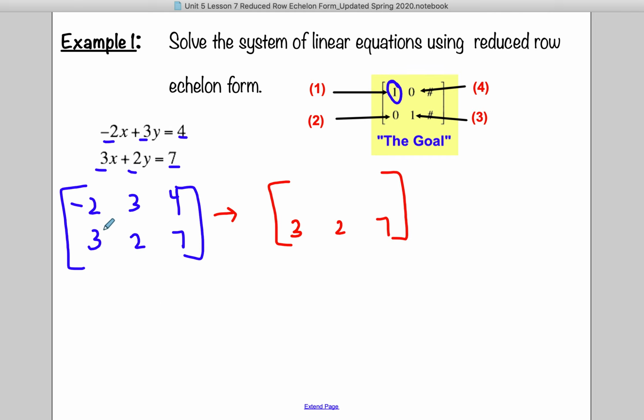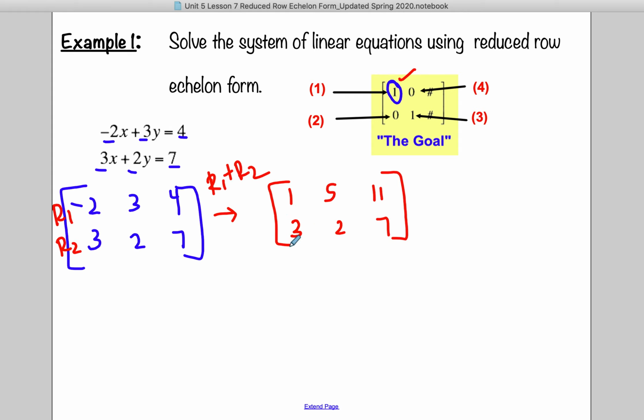Now, if I look at these numbers here, is there any way to make the number 1? Well, if I take -2 plus 3 and add them together, I will get the number 1. So what I'm going to do is take my row 1 plus my row 2 to get my new row 1. Remember, this is our row 1, and this is row 2. So row 1 plus row 2: -2 plus 3 gives me 1. Then 3 plus 2 is 5, and 4 plus 7 is 11. First goal met.